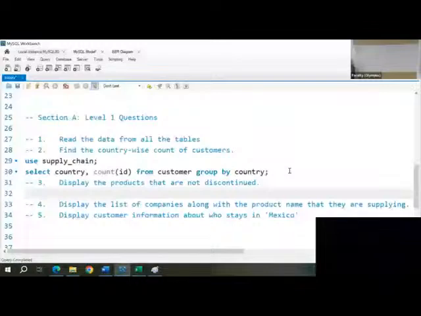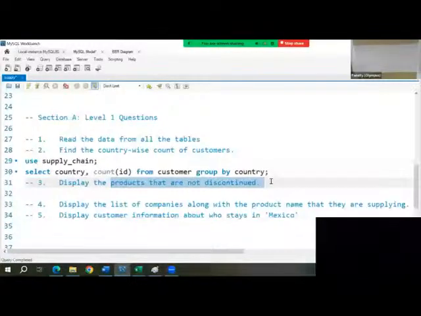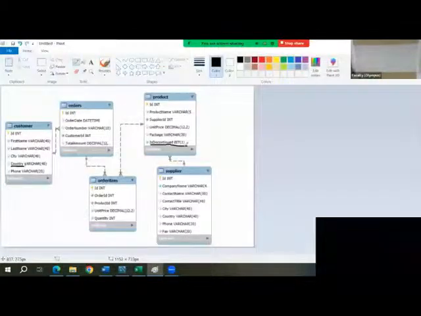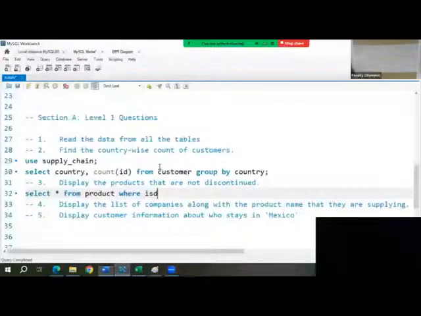Okay, so next, what do they mean by this? Is there any column called discontinued? I think these are very basic questions. They're asking us to find the products that are not discontinued. So select all from product.